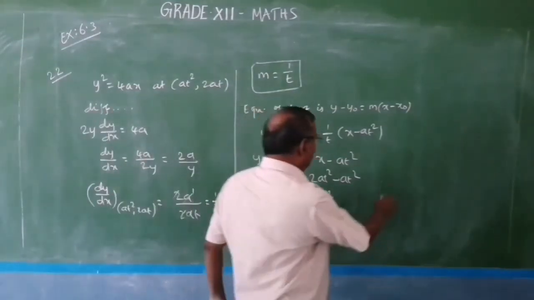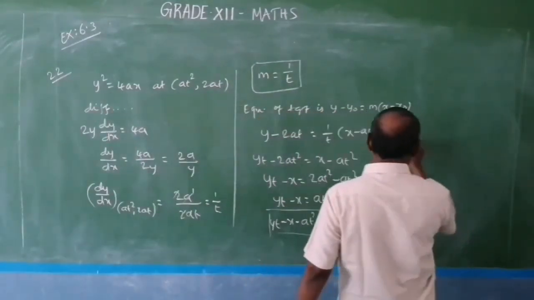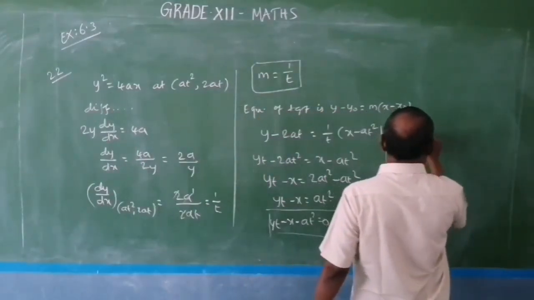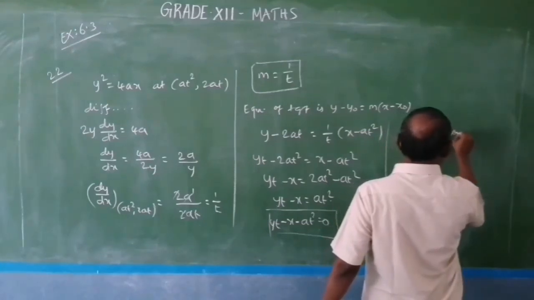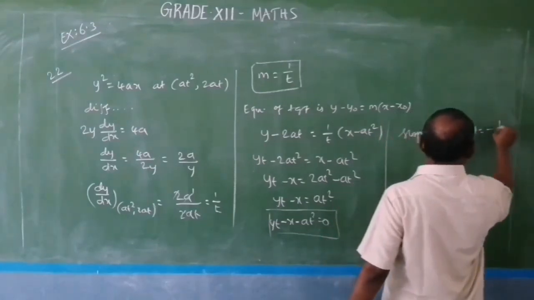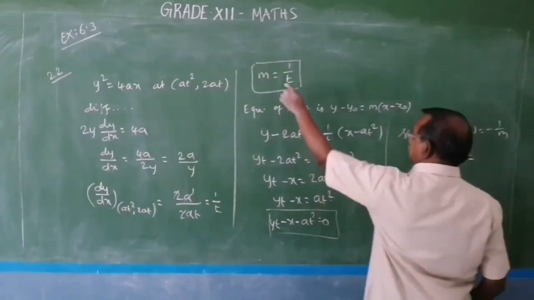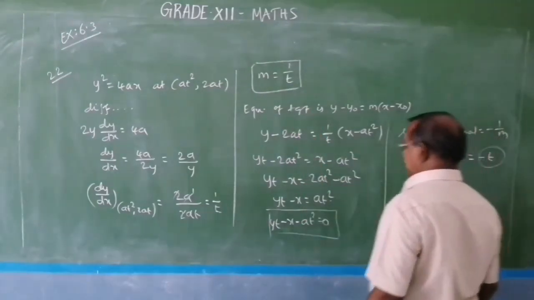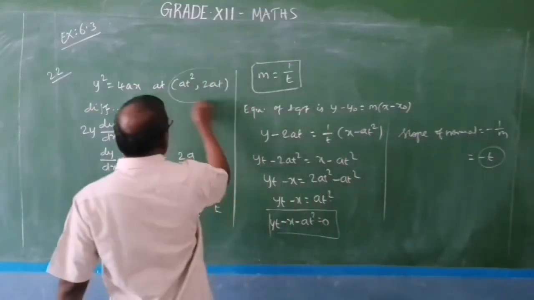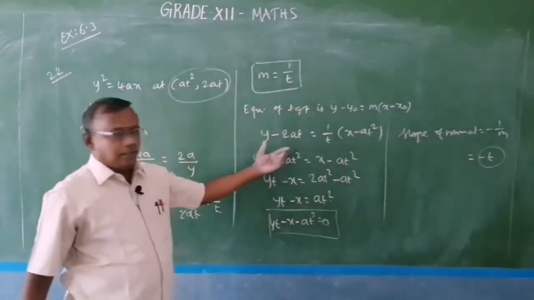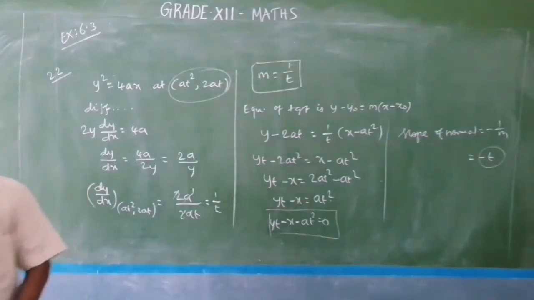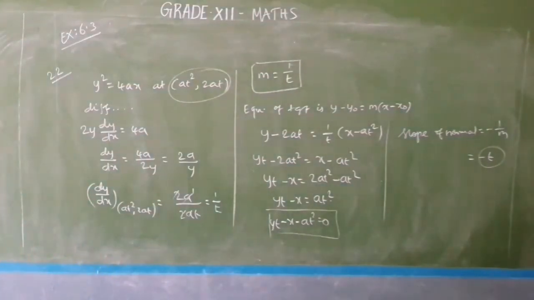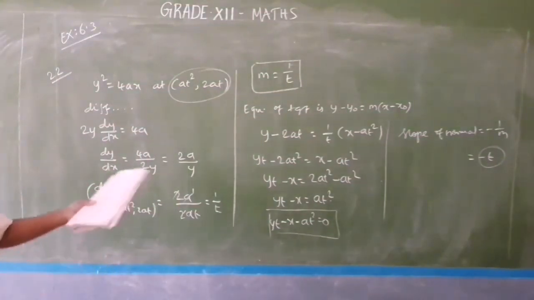Now for the equation of normal, first find the slope of normal. Slope of normal is equal to minus 1 by m, that is equal to minus t, and using this slope of normal as well as these points, you can write the equation of normal. So it is homework. Partially you solve this problem.